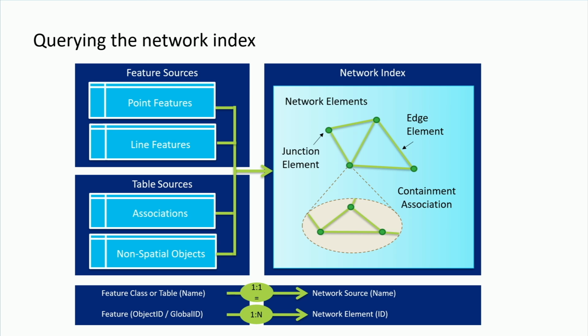For your feature classes, let's say you have a device point feature class, it maps to a single network source on a network space, so the device network source. And each feature within the feature class has a one-to-many ratio to an element. So one feature can be represented by multiple elements. For example, a line feature can be represented by multiple edges.